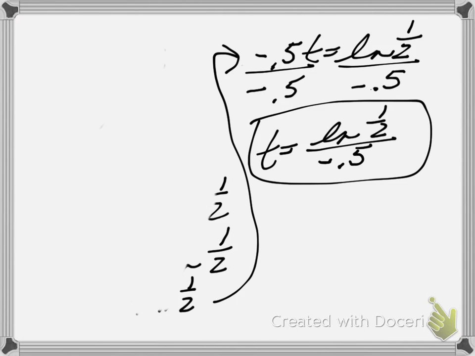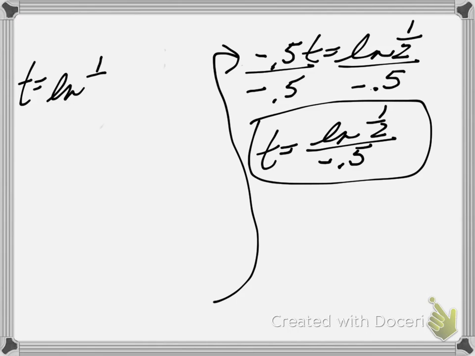Now I know what your question is going to be. How do I know if they want me to simplify or not? You don't. So if you have the time and you can do it, you'll do it. All right, so really t equals ln of 1/2 divided by negative 0.5.